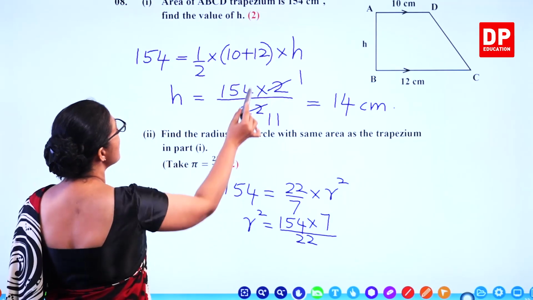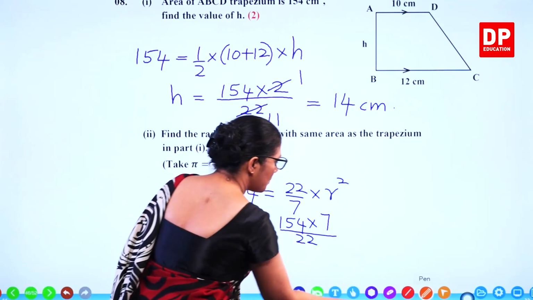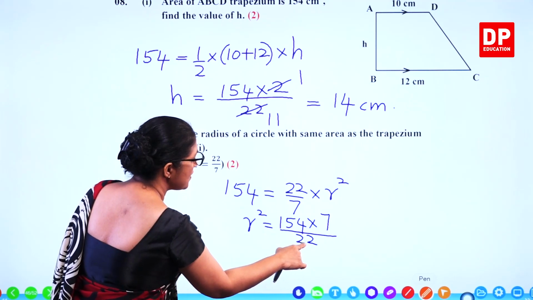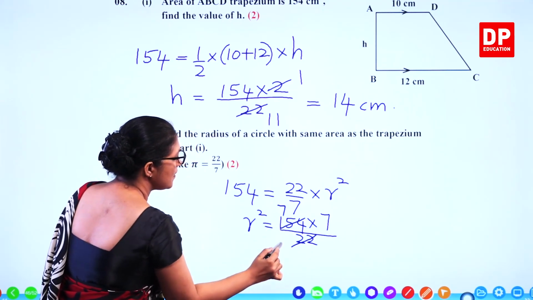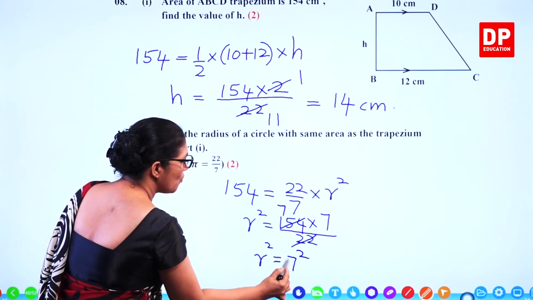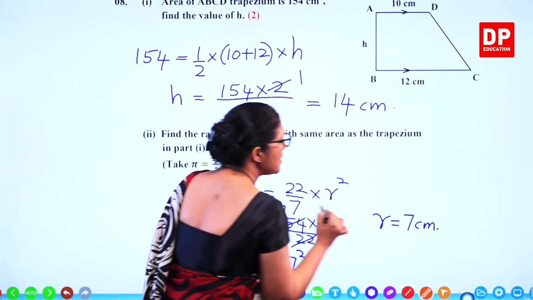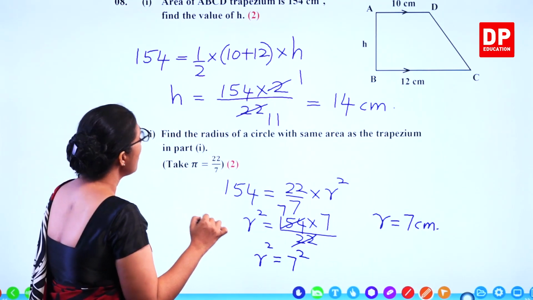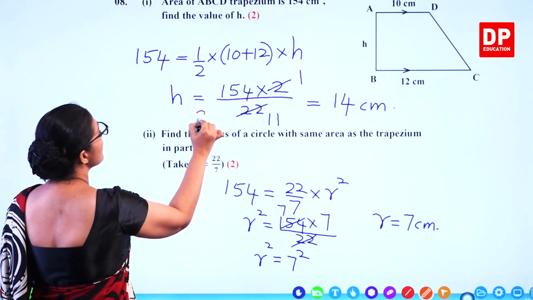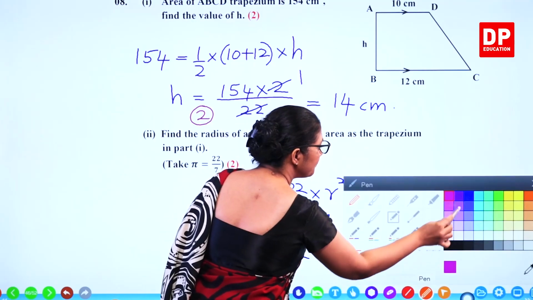You can use this value without simplifying as well. So we found out 22 times 7 is this 154. So 7 squared is r squared. So what's the value of r? r becomes 7 centimeters. So you are getting 2 marks each, 2 marks here and 2 marks for this one.